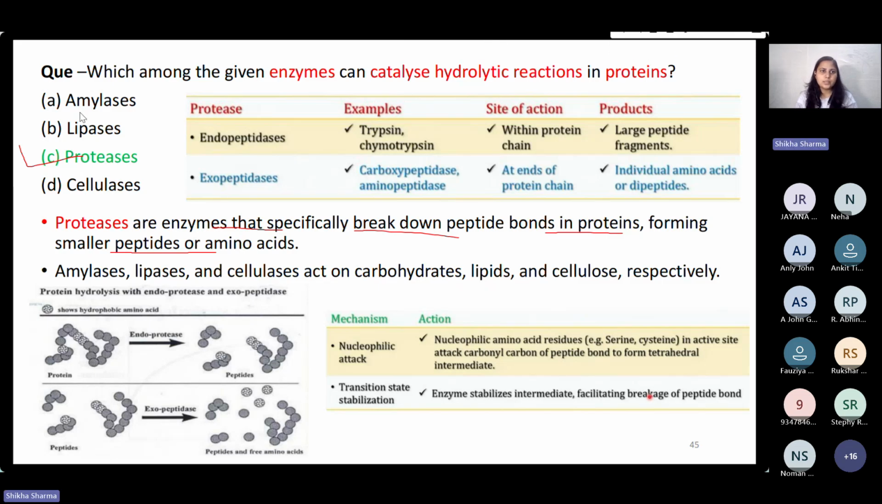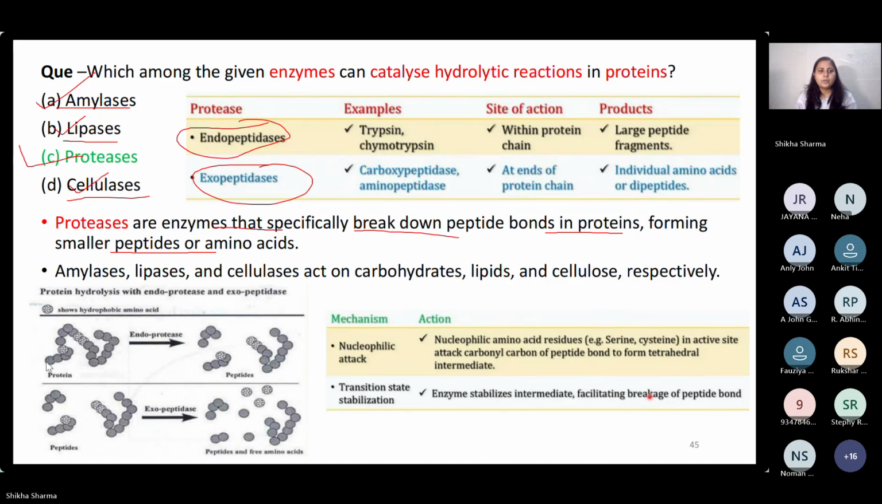So amylases, lipases and cellulases: amylases act on carbohydrates, lipases on lipids, and cellulases on cellulose. Proteases can be of two types, endopeptidase and exopeptidase. In endopeptidase, if this is the chain, it breaks the chain from inside.